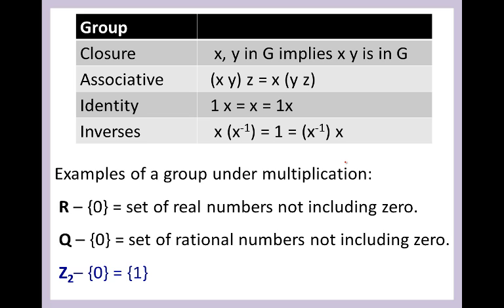We can also talk about groups under multiplication. Our multiplicative identity in this case is denoted by 1, and our multiplicative inverses are denoted by x to the minus 1. Note 0 does not have a multiplicative inverse, so we need to remove 0 for the following sets to be groups under multiplication.